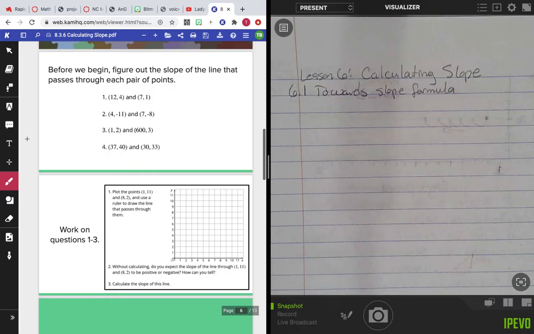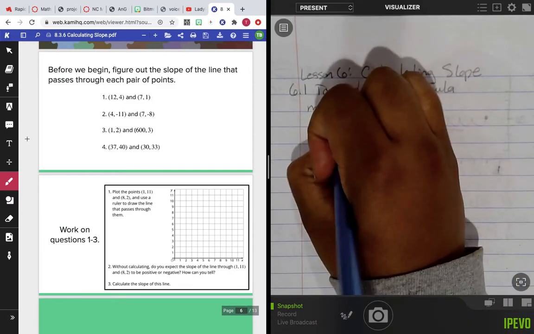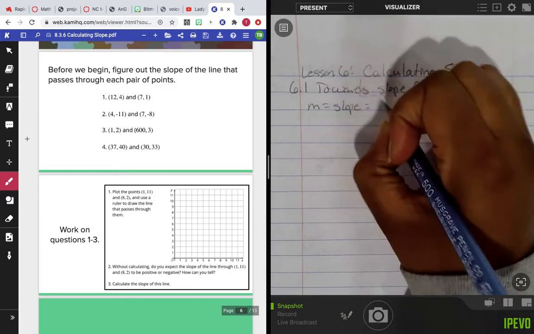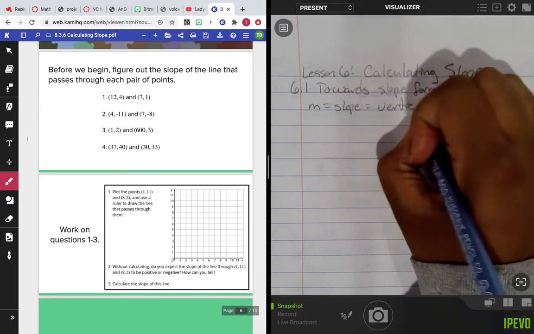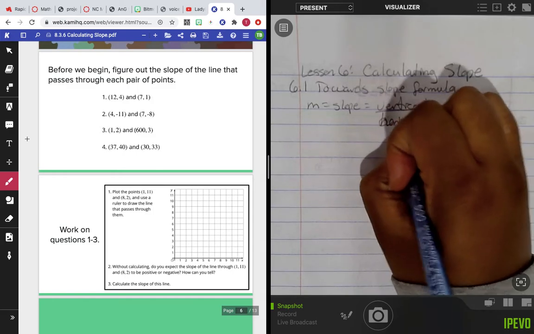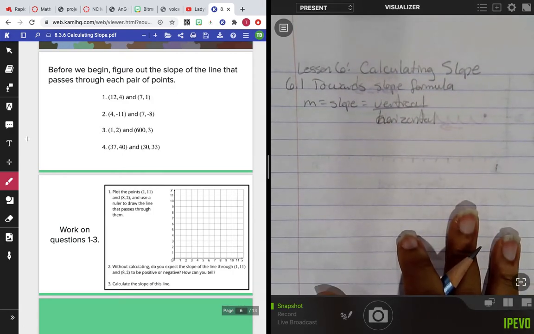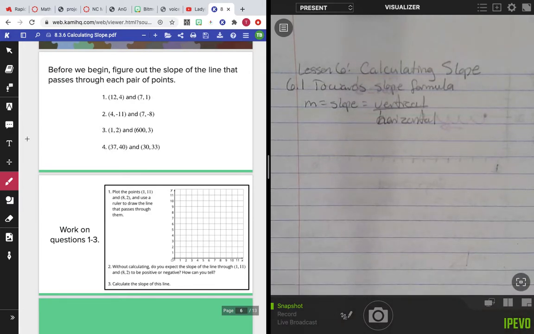So here we have 4 points. It says, let's figure out the slope of the line that passes through each pair of points. So, if we remember that finding slope, we're going to look at the vertical distance, and we're dividing that by the horizontal distance. So for each one of these, let's practice doing that.